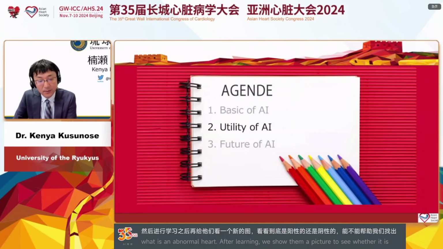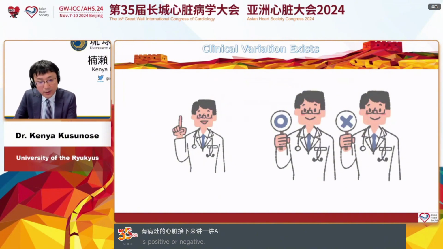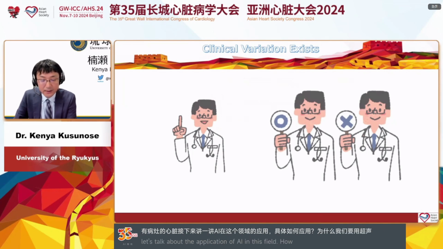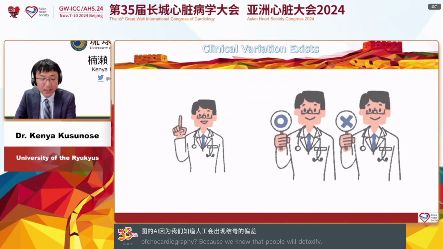Let's start to talk about the utility of AI. Why do we want to make AI for echocardiography? Because there is clinical variation in this field. For example, if we go to two doctors, they might have different opinions about the same echocardiographic images. This happens at every stage of the interpretation of the images.